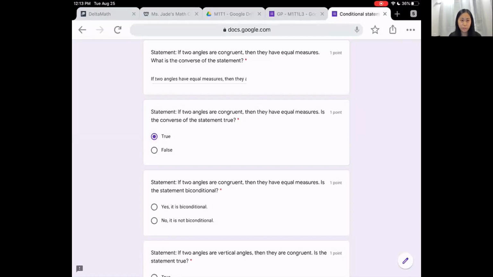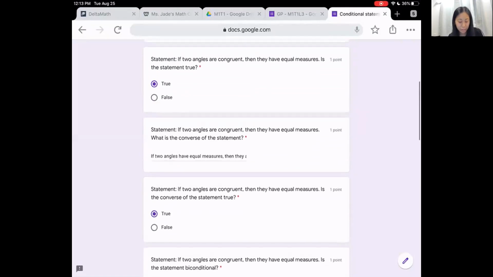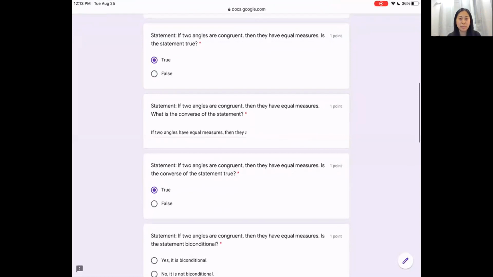Okay, so our original statement was true. I'll scroll up so you can see. On the top, we have our original statement. Our original statement was true. Then we wrote the converse. And now we said the converse is also true. So original's true, converse is true. Is this biconditional?